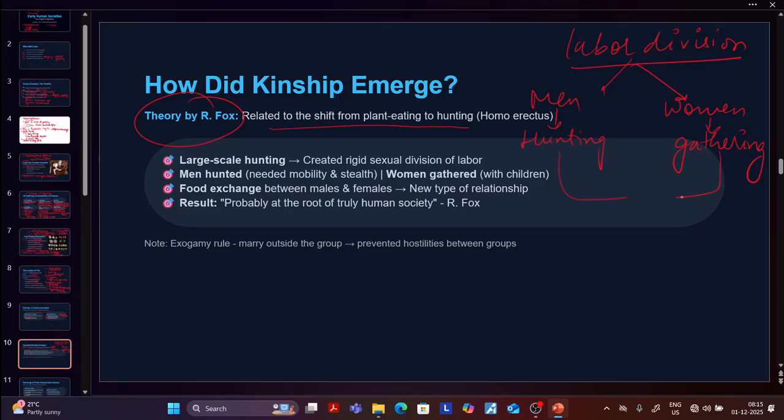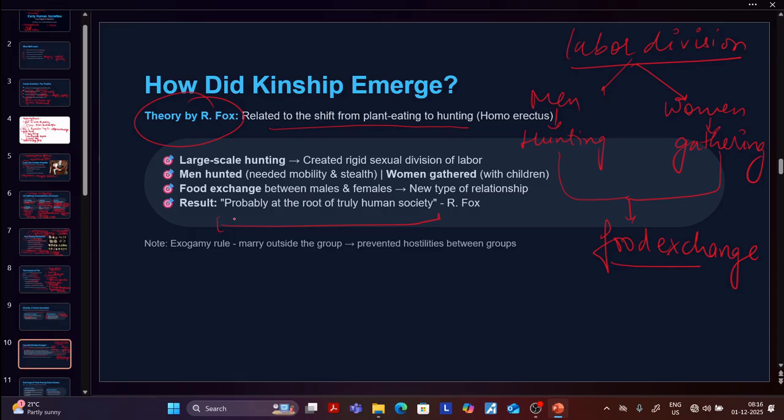Now, from here, food exchange is coming into the picture. Family is being created. Men brought hunted meat, women brought gathered plants. This created a new type of relationship based on reciprocal exchange of different food. And this, Fox argues, is probably at the root of truly human society. It's building a new type of relationship, a family.